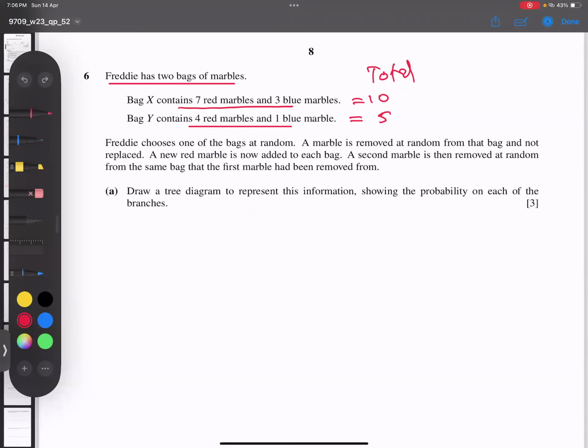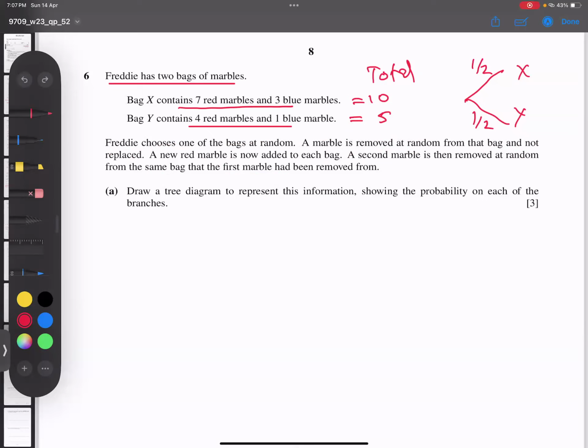So we have a half chance. So bag X and bag Y, we have a half chance. I hope that's clear. A marble is removed from the bag and not replaced. A new red marble is now added to each bag. It means that a marble is removed from the bag and not replaced, so you will keep it outside. And a new red marble is now added in each bag. And a second marble is then removed from the same bag the first marble was removed from.